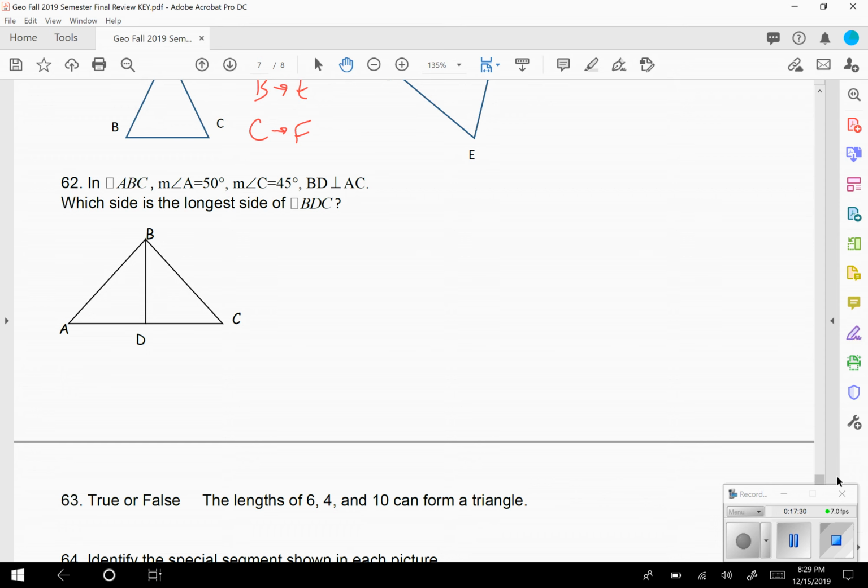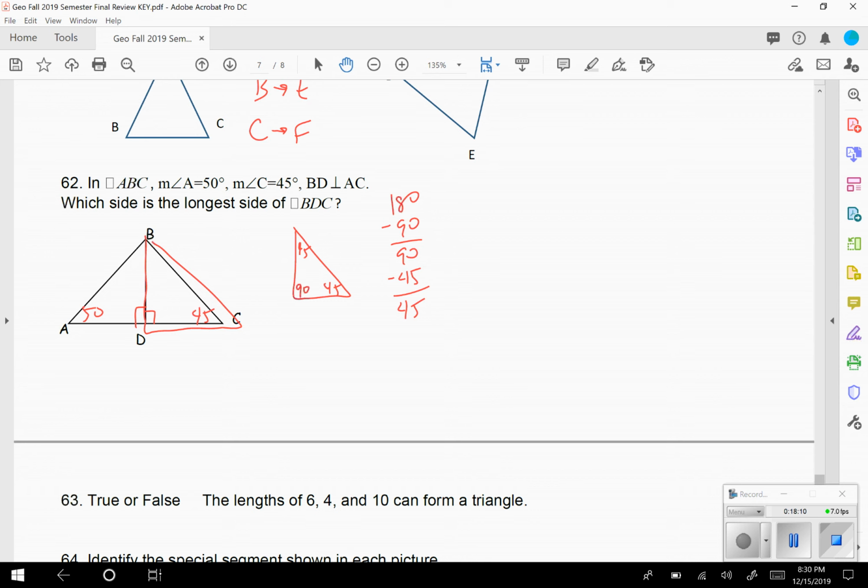Question 62. It says in triangle ABC, the measure of angle A is 50, C is 45, and that BD is perpendicular to AC, so that means those are both 90-degree angles there. Which side is the longest side of triangle BDC? So this triangle over here. Okay, this is asking you to just look at this one triangle, so you know that this is 90 and this is 45 over here. So find the other one, so do 180 minus 90, which is 90. Take away 45, which is 45.